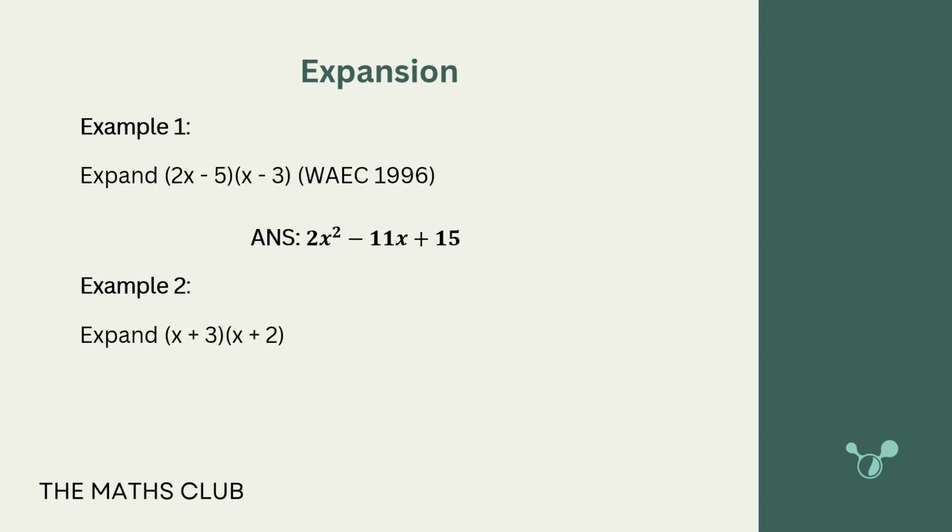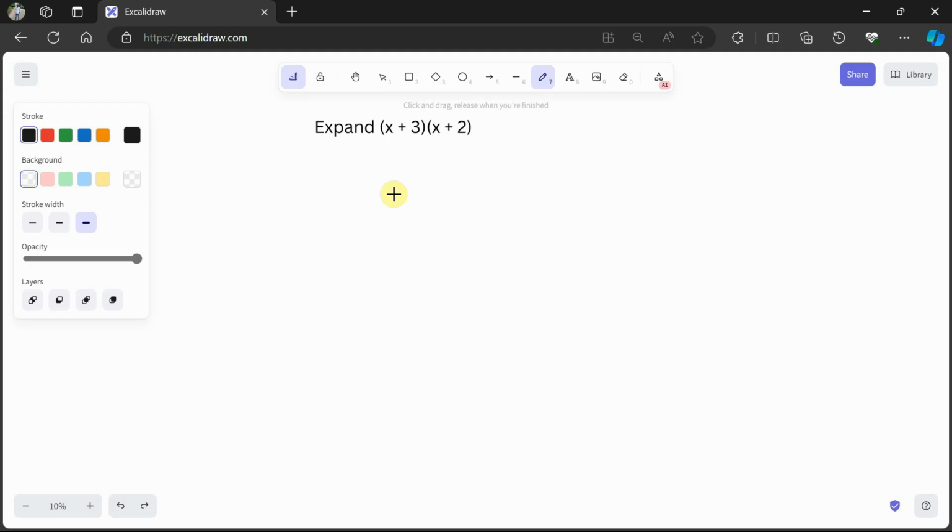Second example says that we should expand (x + 3) and (x + 2). I want you to pause the video and try out this example using the second method. Welcome back. Let's solve it together. So in the second method, we repeat the first guy, which is (x + 3) and then (x + 3). Then we spread the second bracket.